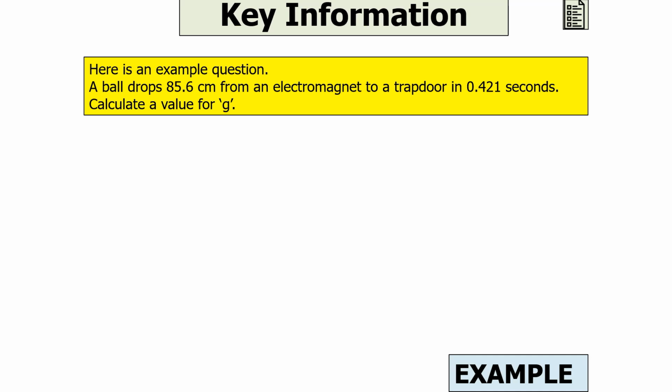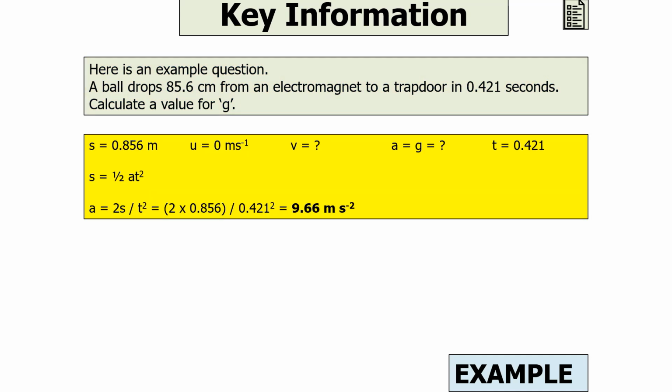So let's have a look at an example question. A ball drops 85.6 centimeters from an electromagnet to a trapdoor in 0.421 seconds. Calculate a value for g. So we write out our SUVAT: s, u, v, a and t. We know s is 0.856 meters. u is 0 because it's dropped. v we don't know. g we need to work out, and t is equal to 0.421.